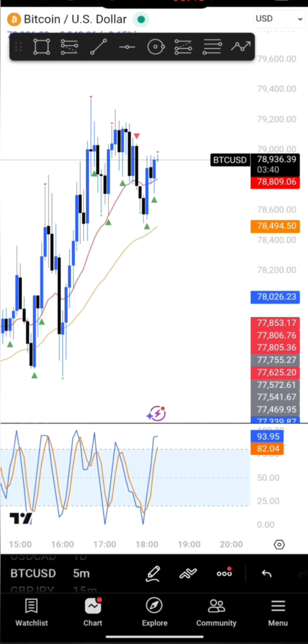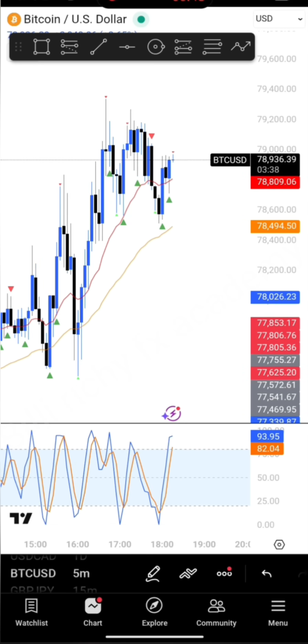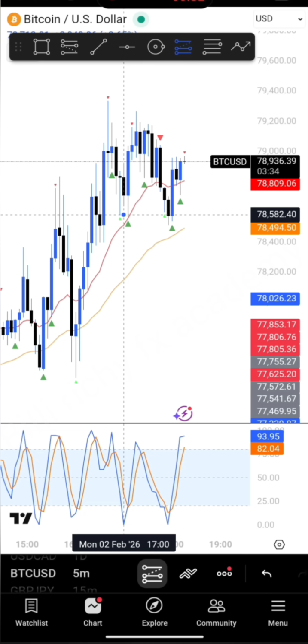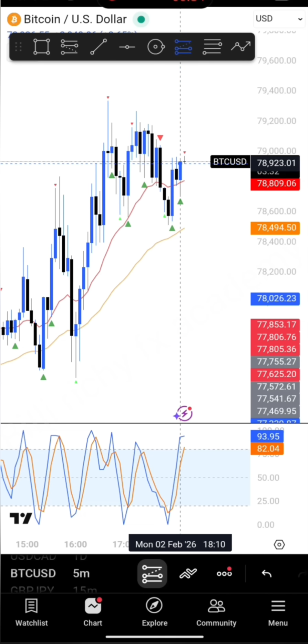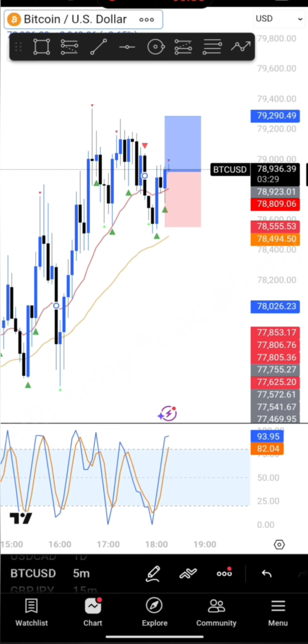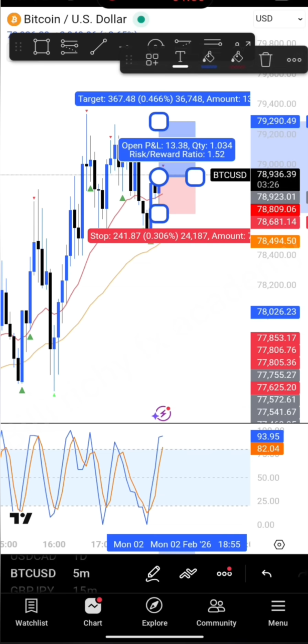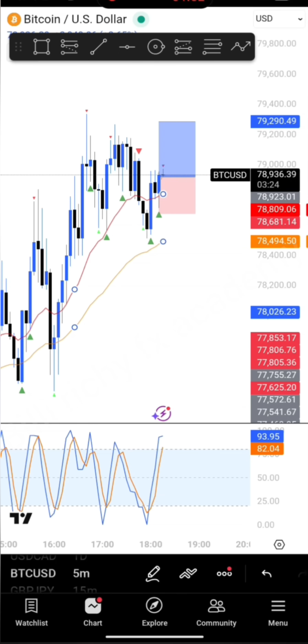So this is the setup on my TradingView. We can see the buy clearly, right? The close of that candle that it's printed by, that is the entry. We don't expect a drawdown, and we expect it to go up.